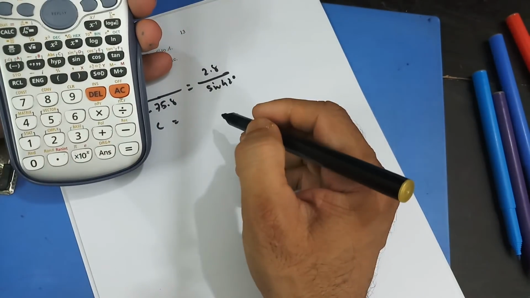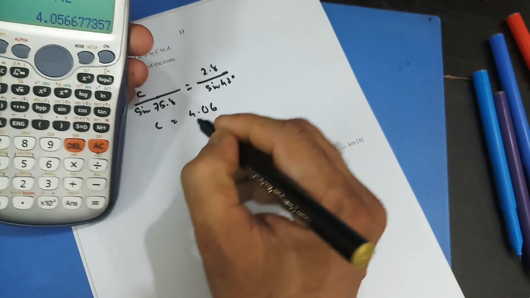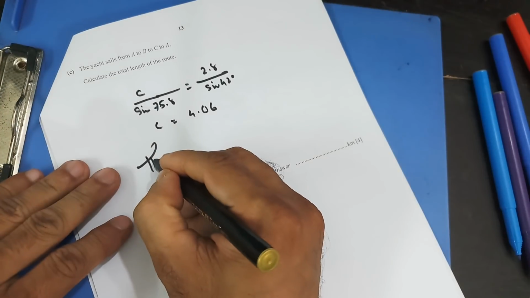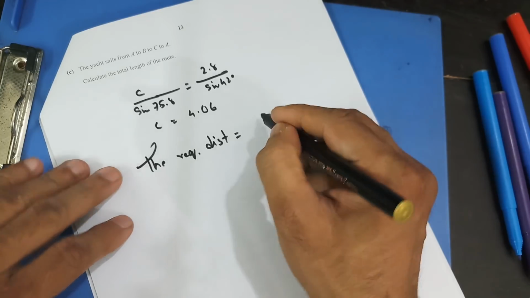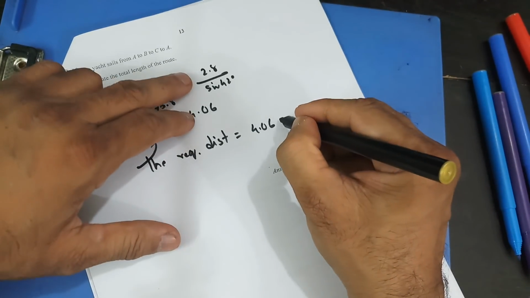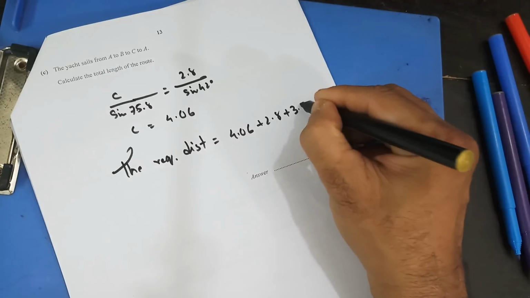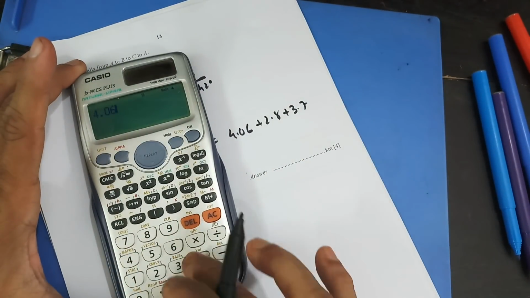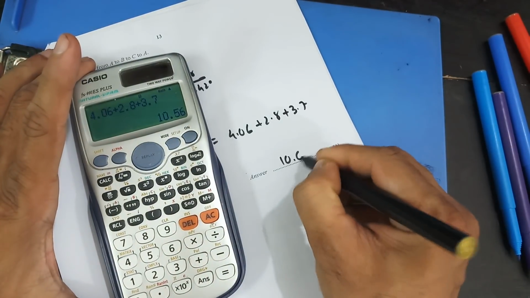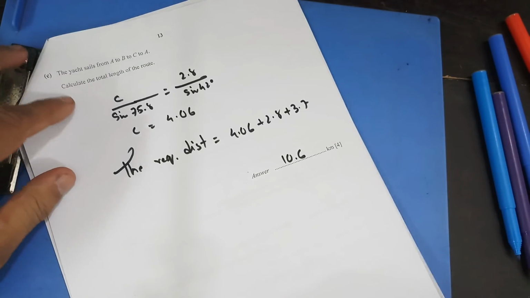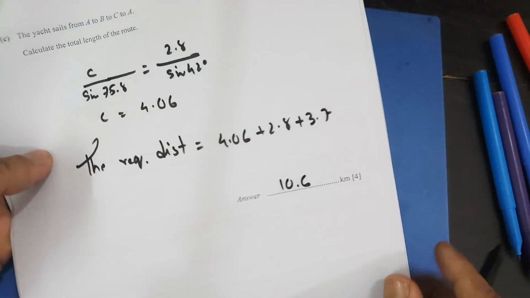So I got 4.05, or as a matter of fact 4.06. Therefore the total required length equals 4.06 plus 2.8 plus 3.7. I got 10.6 kilometers. Okay, so that's my final answer. It goes all the way from here to here, then here, then here. It's 10.6 kilometers.